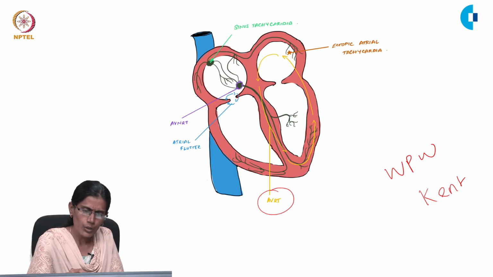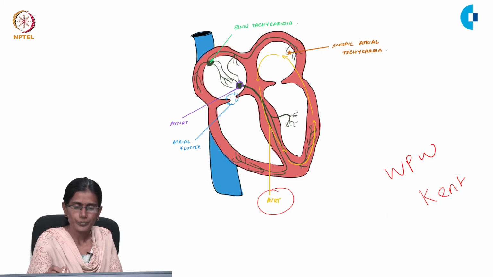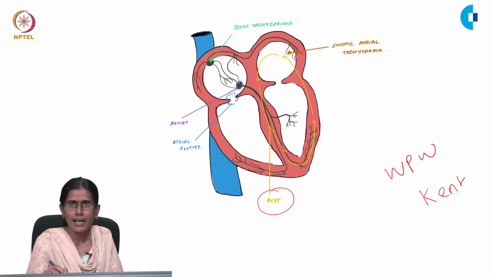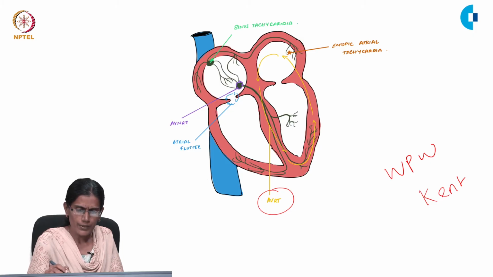Normally, the AV node conducts the impulses from the atrium to the ventricles. The other parts of the AV groove are electrically impermeable. So in patients with AVRT, the electrical impulses either enter via the AV node, that is known as orthodromic AVRT, or enter via the bundle of Kent, that is known as antidromic AVRT. First we will discuss orthodromic AVRT.